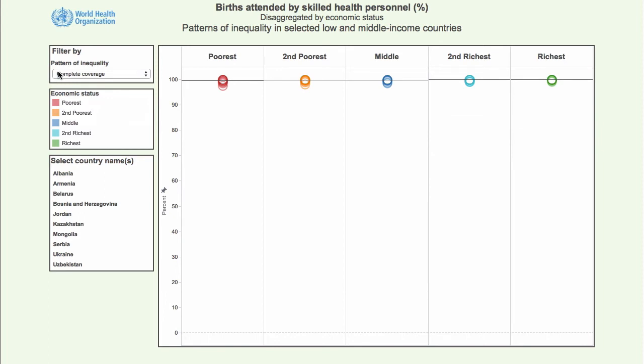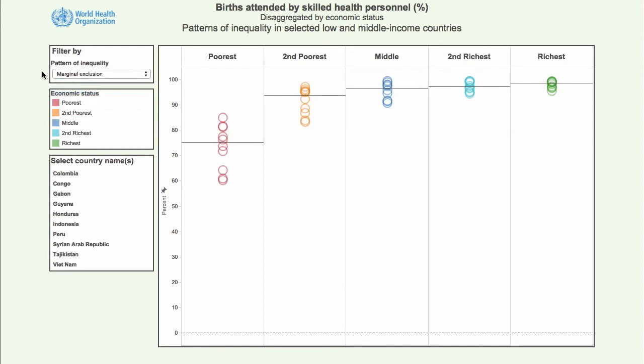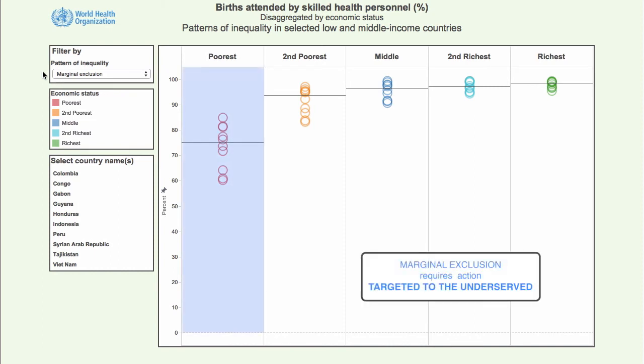Now, let's view the countries that show a marginal exclusion pattern. I can see there is much lower coverage in the poorest subgroup compared to the other 4. The red circles, which represent the poorest subgroup, fall far below the other 4 sets of circles. These countries should consider adopting policies, programs, and practices which are targeted and allocate extra resources to the highly disadvantaged subgroup.